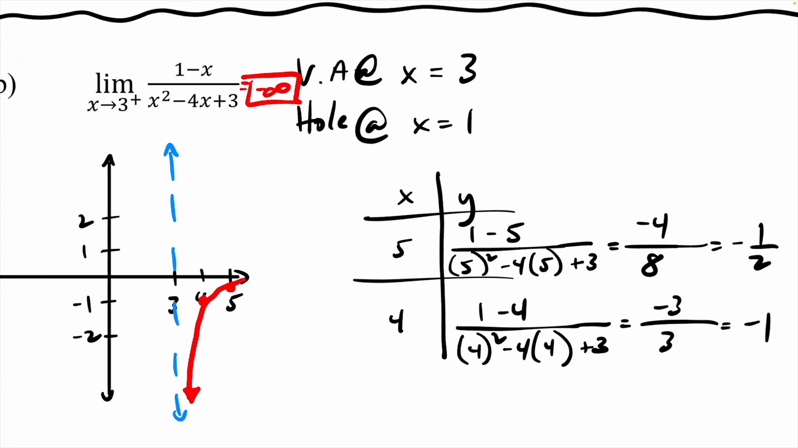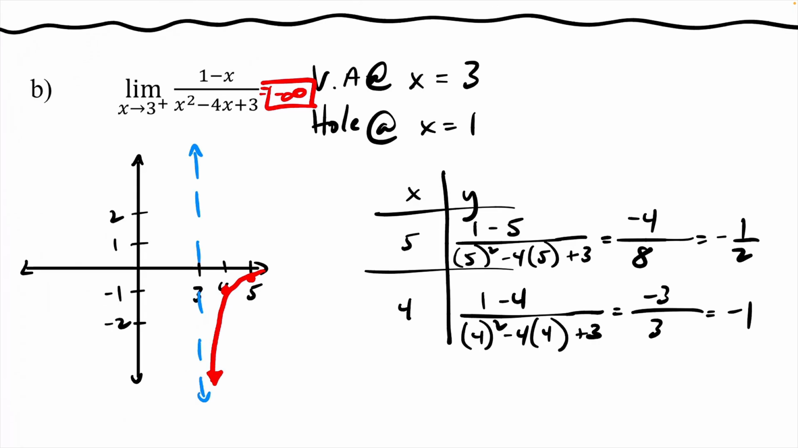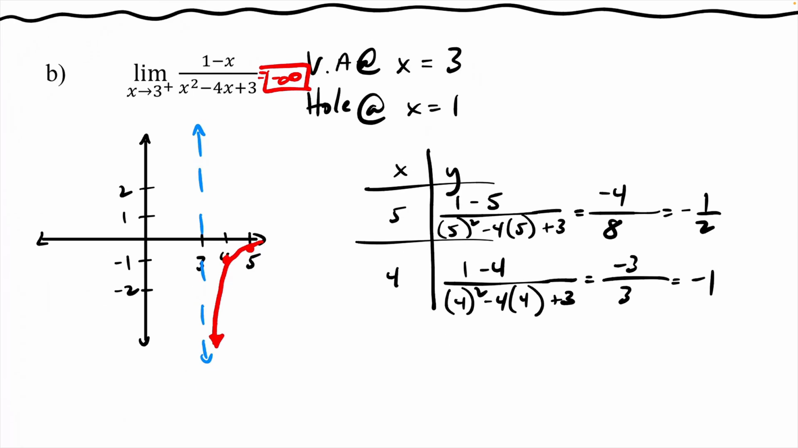So do you need the graph to do this? No, but I find it's easier for me to do it. If you don't need the graph to do it, go for it. Just show me what your method is. So on a test or a quiz, do I need to see a graph? No. Do I need to see a graph? No. But I want to see your method. How did you do it? How did you figure out that it was negative infinity or positive infinity? Okay, that's all I'm looking for is your method.